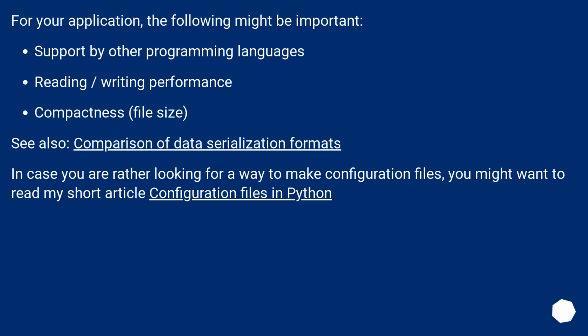For your application, the following might be important: support by other programming languages, reading and writing performance, compactness, file size. See also: comparison of data serialization formats. In case you are rather looking for a way to make configuration files, you might want to read my short article Configuration Files in Python.